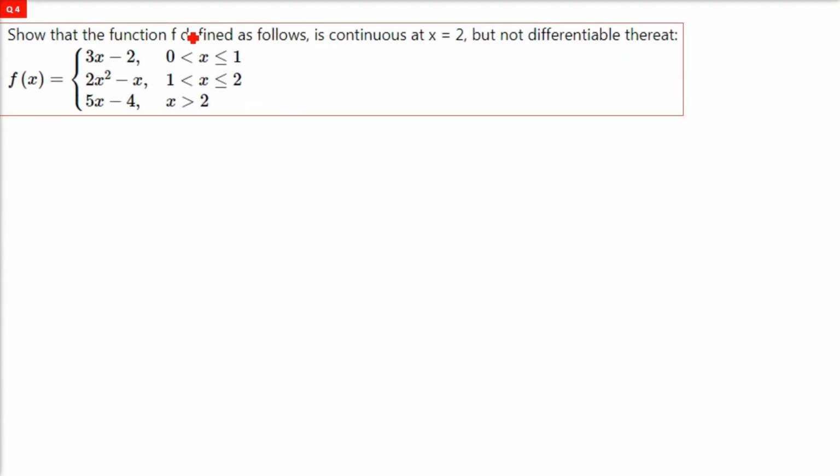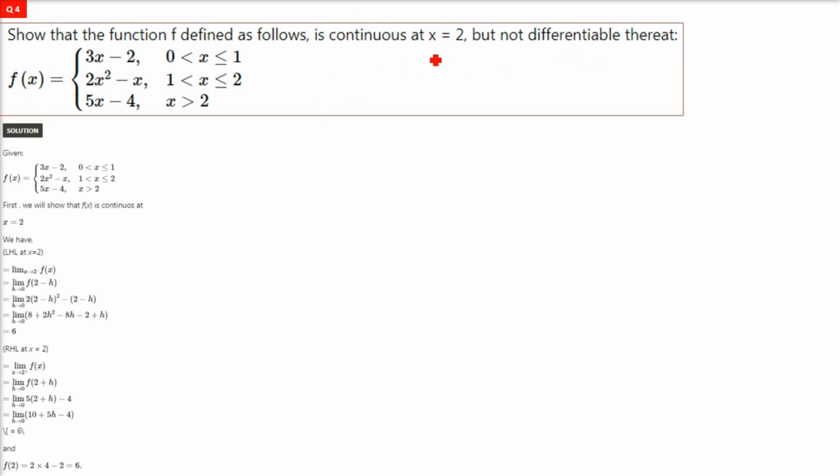Show that the function f defined as follows is continuous at x equals 2 but not differentiable at these. So you have to show it to be continuous, and you also have to show that in spite of being continuous, it is not differentiable. Alright? So you just see the variation. These intervals are very important. And we always check in between where the function is changing.